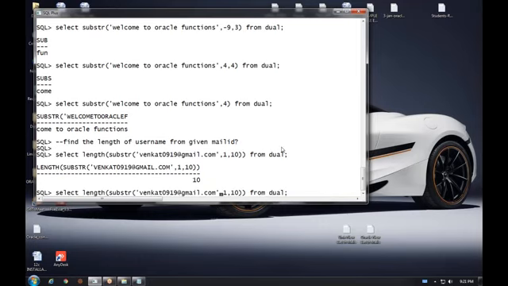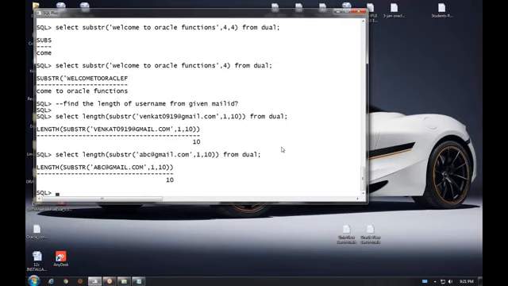Suppose abc@gmail.com. What is the length of the username actually? 3. But here it is printing 10. That is wrong. It's not valid. So how to get the correct answer? If you learn about the INSTR function also, then you will get it easily. Let me go on to explain about INSTR.